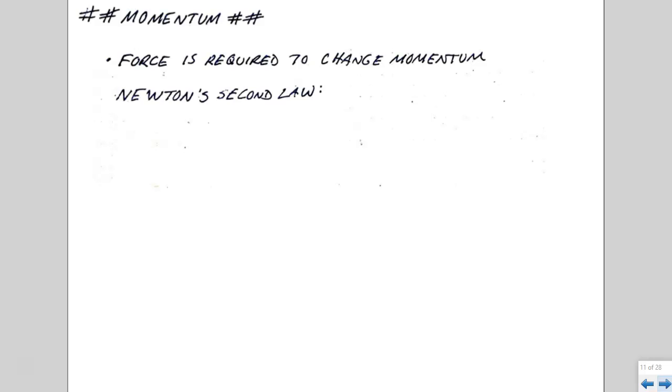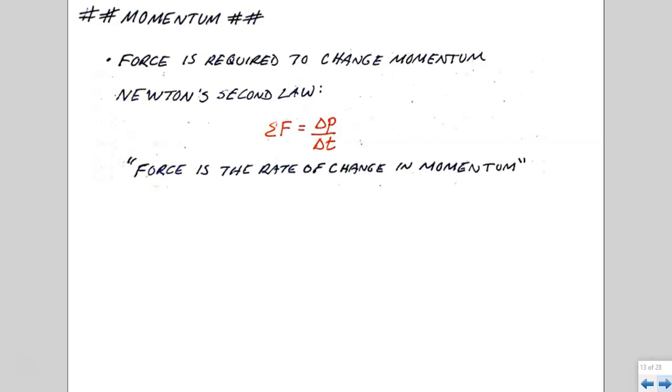Let's briefly revisit Newton's laws. These laws were actually originally written in terms of momentum. From the first law, we know a force is needed to cause an acceleration. So, force is required to change momentum. The second law told us that force is equal to mass times acceleration. But in terms of momentum, force is equal to the change in momentum over the change in time. So we can say that force is the rate of change in momentum.